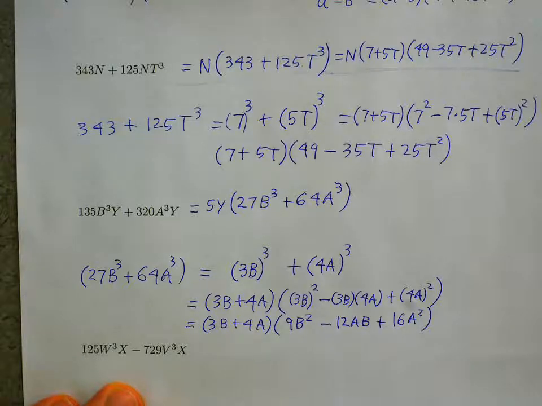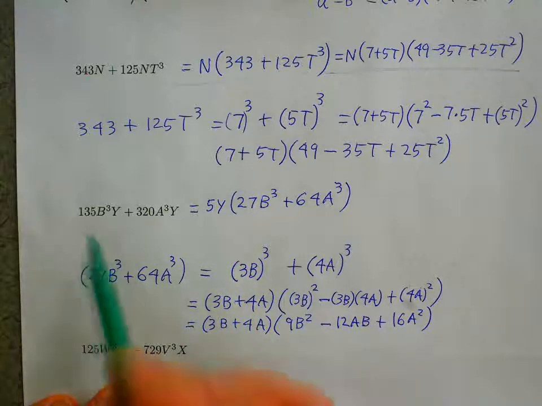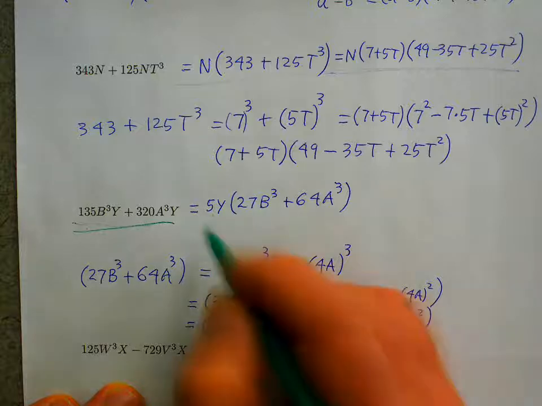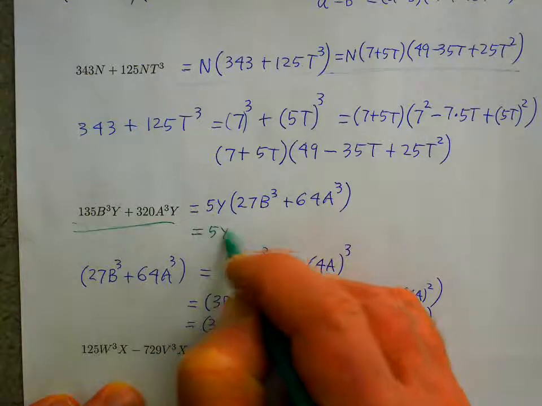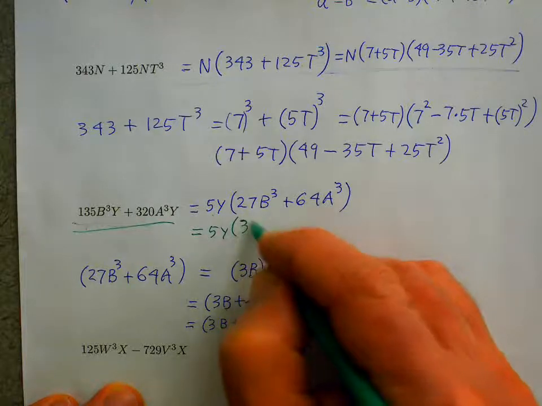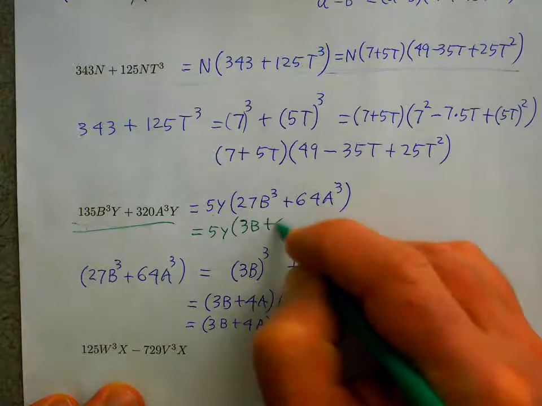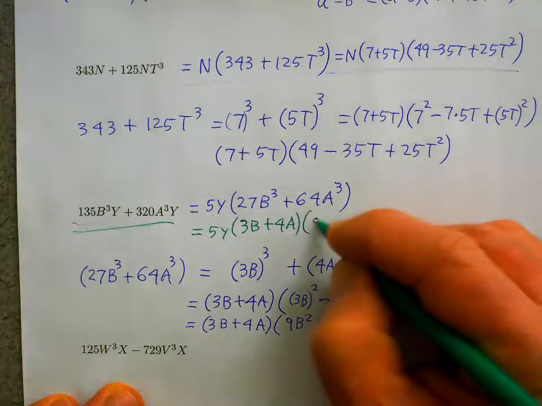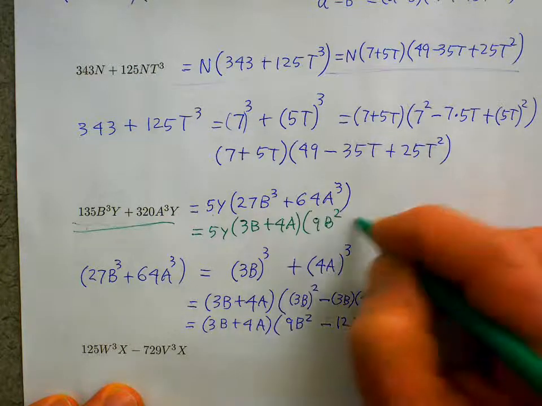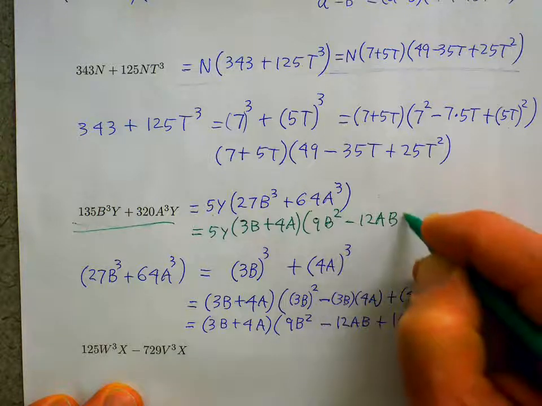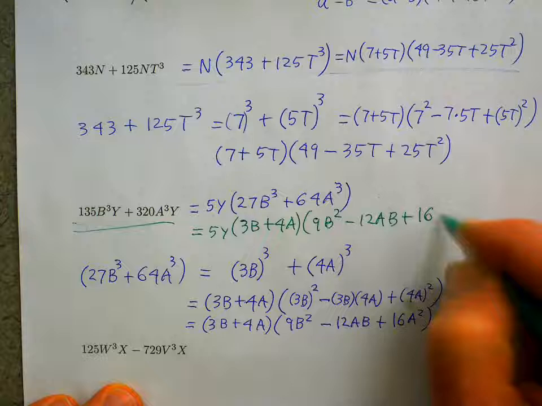All right, so up here, when we write the complete factorization of this original polynomial, we have to include 5y. So 5y is a factor, and then we'll write this factorization. 3b plus 4a times the trinomial 9b to the second minus 12ab plus 16a to the second.